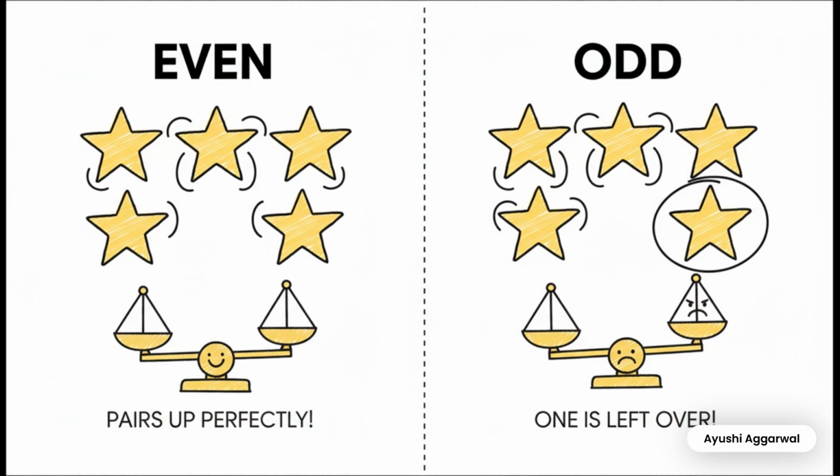All right, now for probably the easiest ones of all, even and odd numbers. Look, any number that you can divide by 2 perfectly is an even number, like 2, 4, or 6. And if it's not a multiple of 2, well, it's an odd number, like 1, 3, or 5. Simple enough, right? But wait a second.